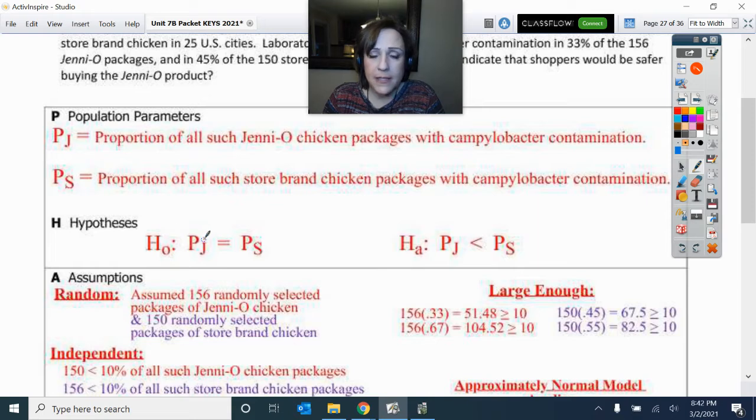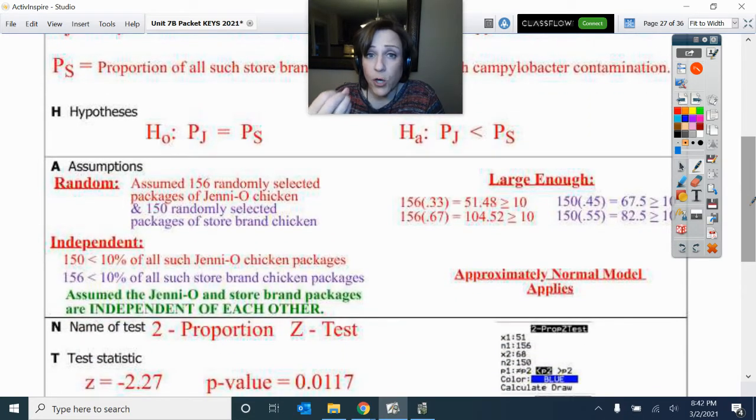And so our null hypothesis is that those are equal contamination rates, but we were wondering if shoppers are safer with buying the Genio, so that would mean a lower contamination rate for the alternative. Okay, so for our assumptions, I color-coded them so it's easier to see that I have both represented here.